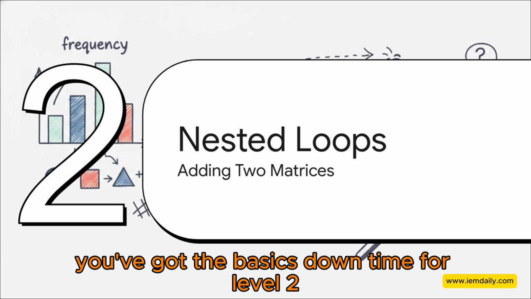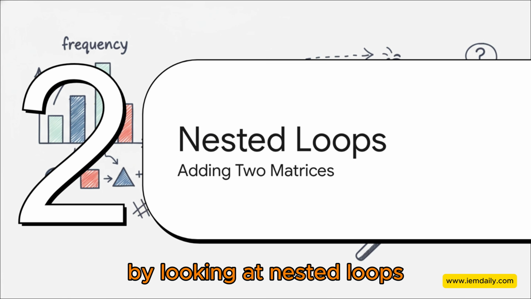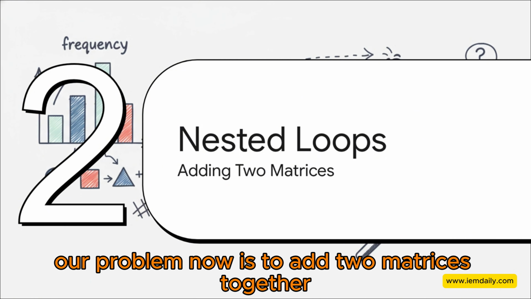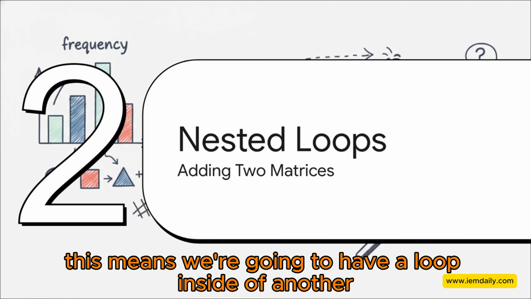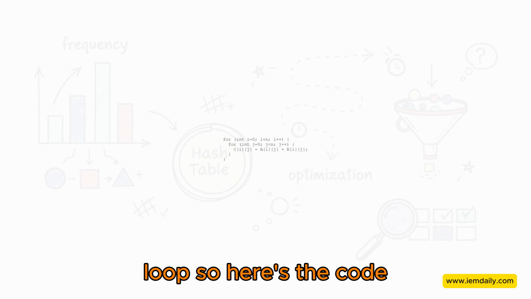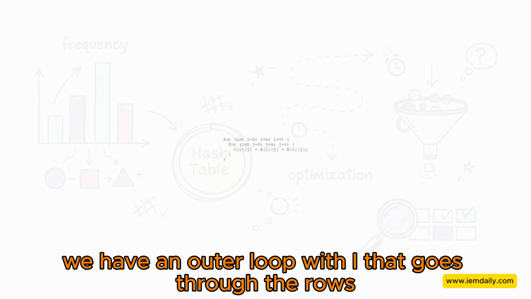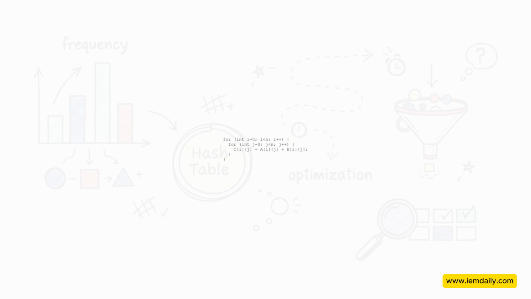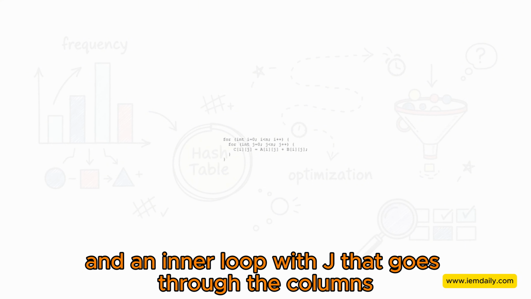Time for level 2. We're leveling up the difficulty a bit by looking at nested loops. Our problem now is to add two matrices together. This means we're going to have a loop inside of another loop. So here's the code. We have an outer loop with i that goes through the rows, and an inner loop with j that goes through the columns.